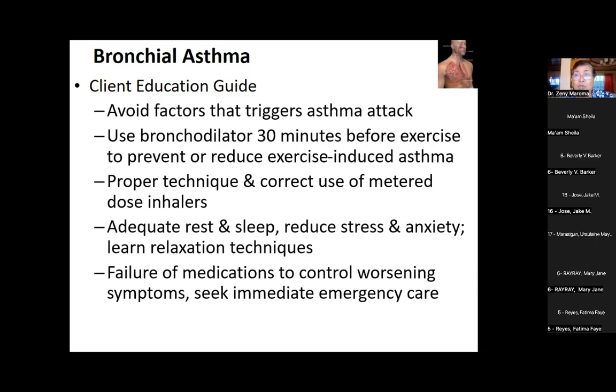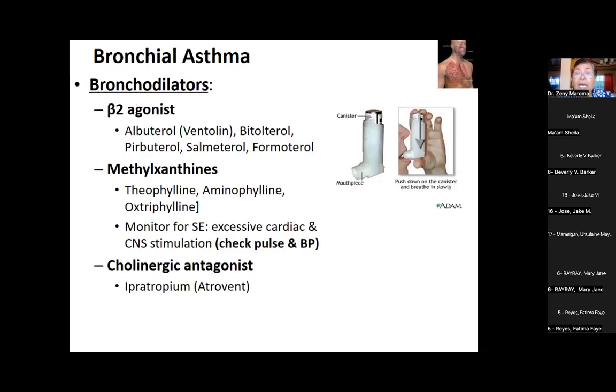Failure of medications to control worsening symptoms, seek immediate emergency care. Okay? So, katulad nga wala pala siyang inhaler, o kaya kung mayroon man siyang inhaler pero sige pa rin na nahirapang huminga, edi dali na sa hospital. Ano ang mga ibibigay na gamot natin? Number one to be given is bronchodilator. Okay? So, syempre, una ibibigay natin is a bronchodilator.